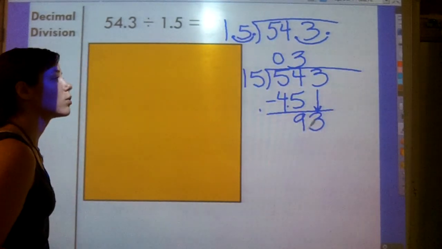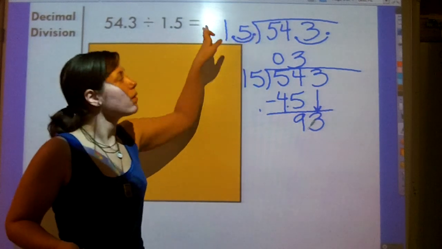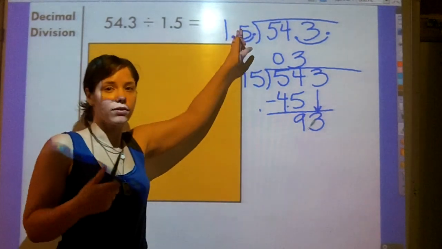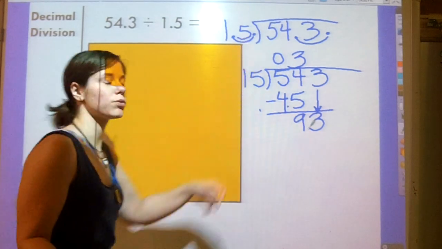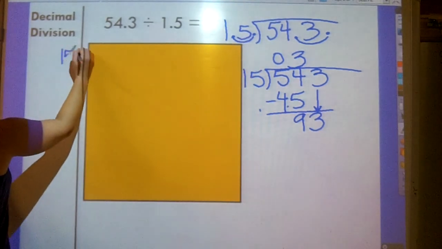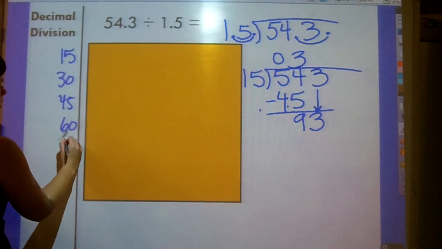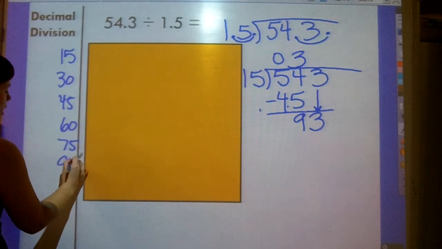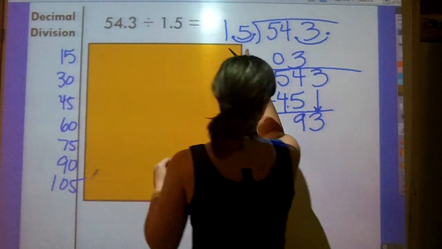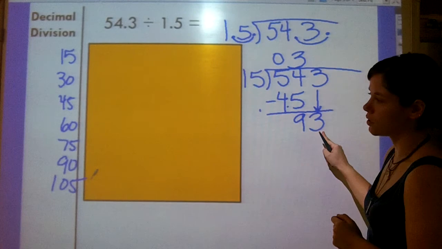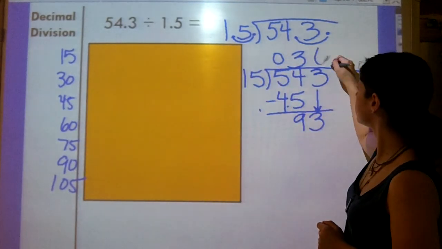This is something that you'll notice when you have a decimal in the divisor and you end up moving it. A lot of times the number that you have to try to multiply by is going to be bigger. It's going to be one that you're going to want to list multiples for. 15, 30, 45, 60, 75, 90, 105. I think I can stop there. 15 goes into 93 1, 2, 3, 4, 5, 6 times.